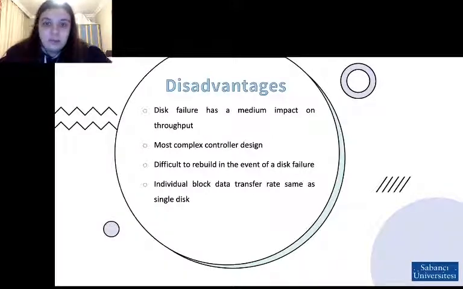Difficult to rebuild in the event of a disk failure as compared to RAID 1, as we have talked just before. Individual block data transfer rate, same as a single disk.